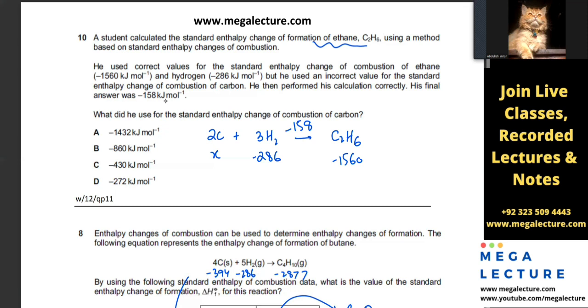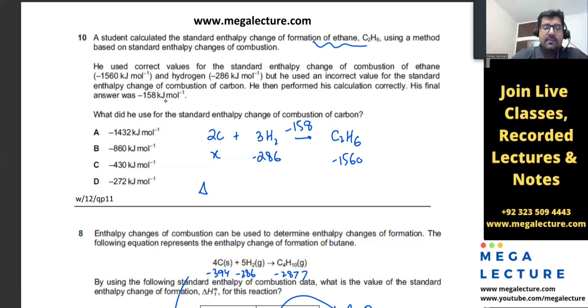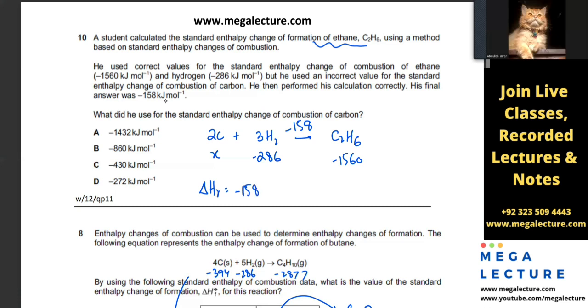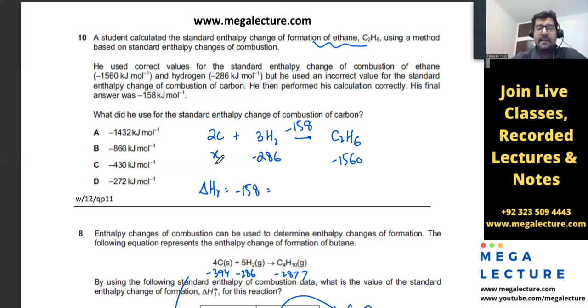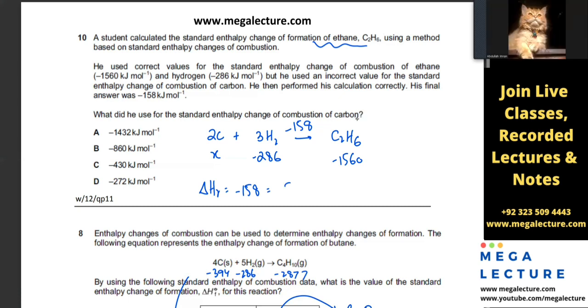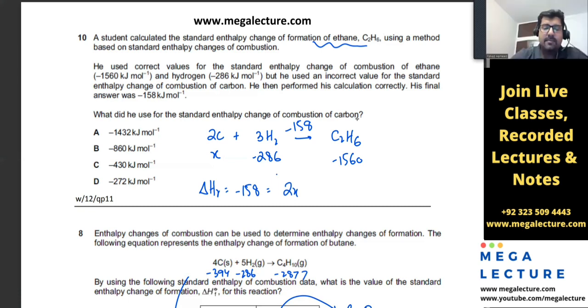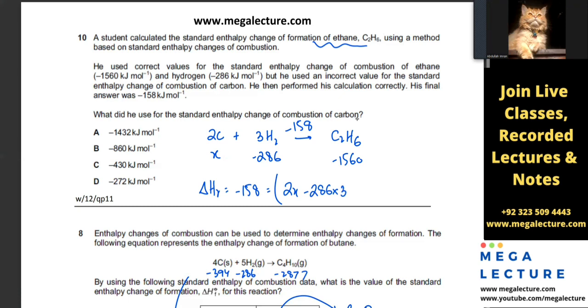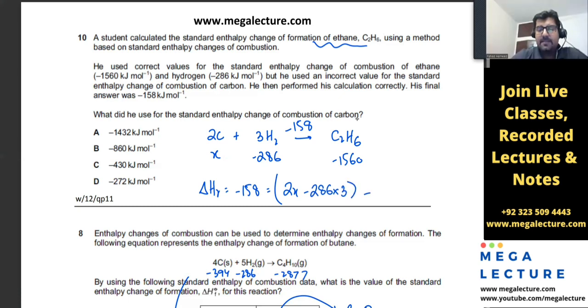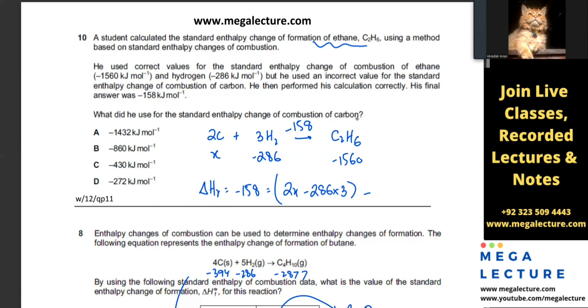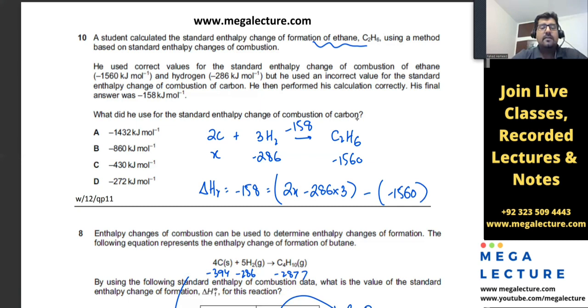So we're going to try and figure it out. The answer is already with us, the enthalpy of reaction, that's minus 158. How do you calculate that? Enthalpy of combustion of the reactants minus enthalpy of combustion of the product. So it's going to be 2x, that's my reactant, minus 286 times 3, minus my enthalpy of combustion of product, that's minus 1560.